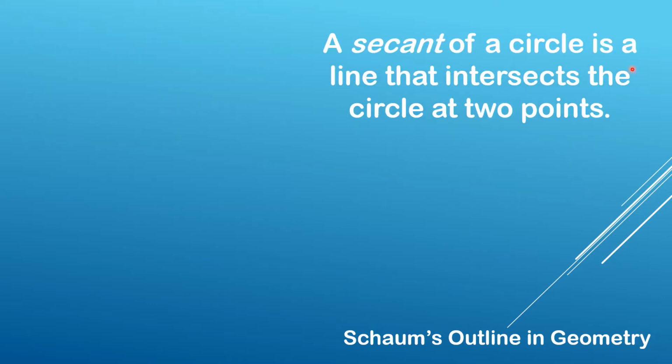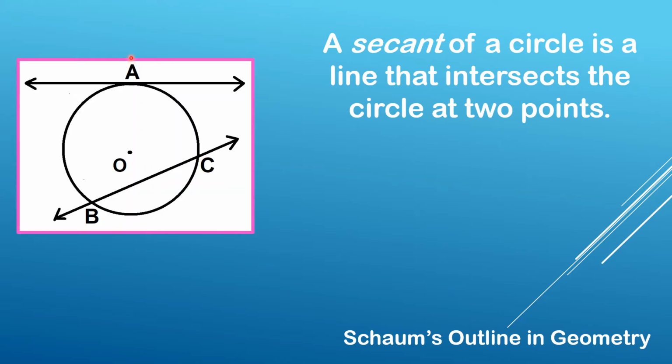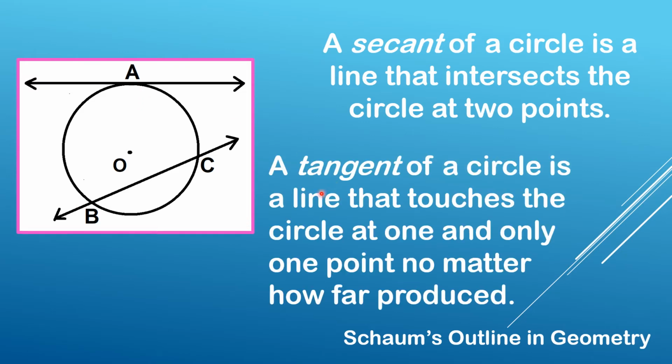A secant of a circle is a line that intersects a circle at 2 points. If you notice here, there are two lines. Which is the secant of the circle? This is the secant of the circle because it passes through the circumference at 2 points. Now what is this line? This is a tangent of a circle, which is a line that touches the circle at one and only one point, no matter how far produced. Notice that this line intersects the circle at only one point, so it's the tangent of the circle. And this is the secant of the circle.